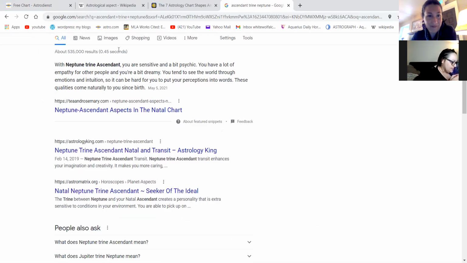You want to read that? That's what I kind of picked up. With Neptune trine ascendant, you are sensitive and a bit psychic. You have a lot of empathy for other people and you're a bit dreamy. You tend to see the world through emotions and intuition, so it can be hard for you to put your perception into words. These qualities come naturally to you since birth. Yep.